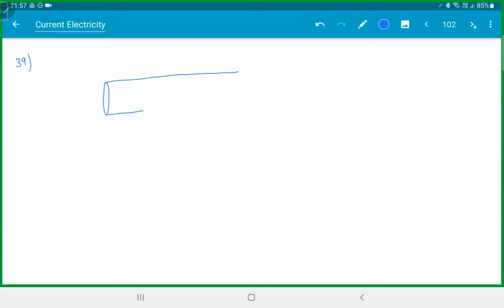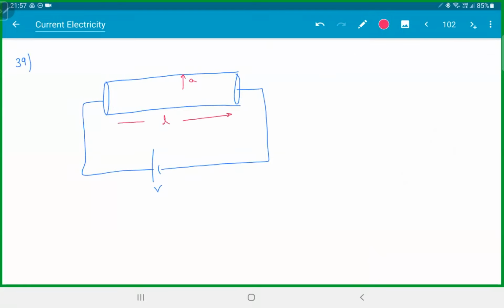We have a cylindrical resistor connected to a battery. Voltage V. This radius is A. This length is L. So rho is the resistivity. E is the emissivity, radiation. Surrounding temperature is Ts.